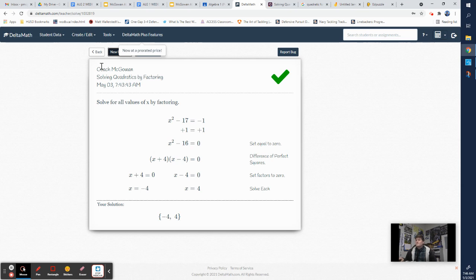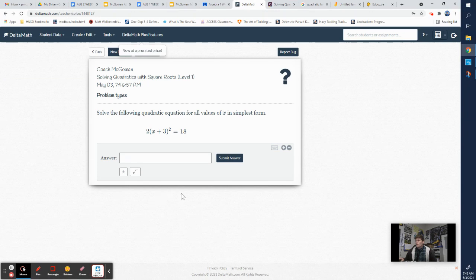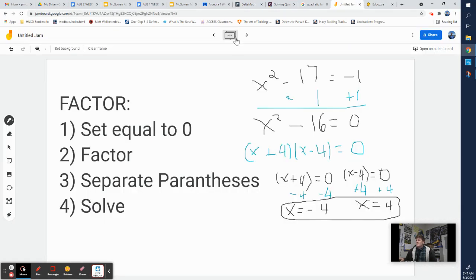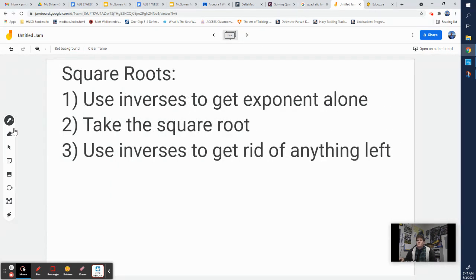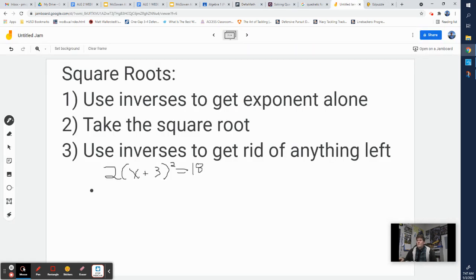Okay, so that's factoring. Now let's take a look at solving one with our square roots. I have 2 times x plus 3 squared equals 18. Let me just double check, make sure I got that one right. I'm pretty sure I do. 2 times x plus 3 squared equals 18. Okay, let's jam. First off, use inverses to get the exponent alone.